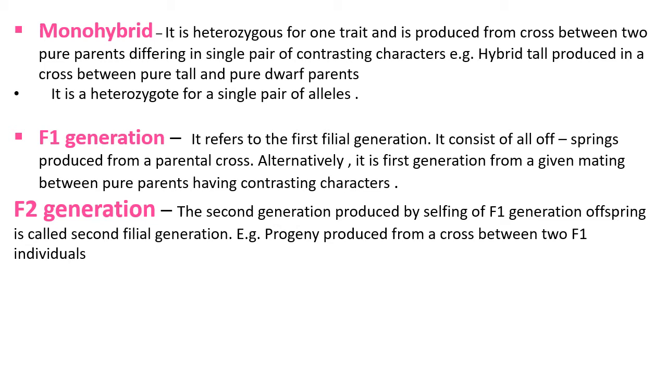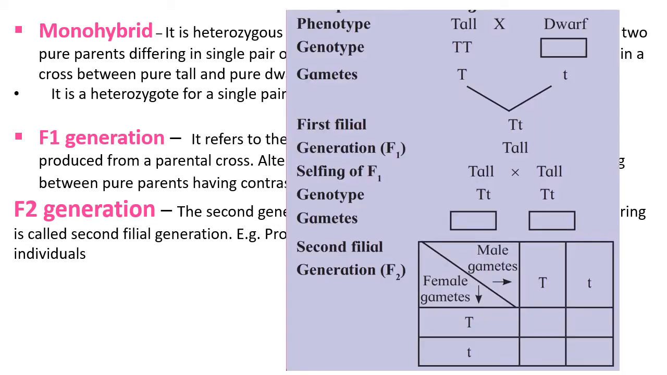The progeny or organisms of the F1 generation undergo self or artificial self-pollination and produce new individuals in the next generation. The next generation is called the F2 generation, or the second filial generation. Now we will see an example of a cross between a tall pea plant and a dwarf pea plant. Both these tall and dwarf pea plants are pure. Pure means they have identical genes.